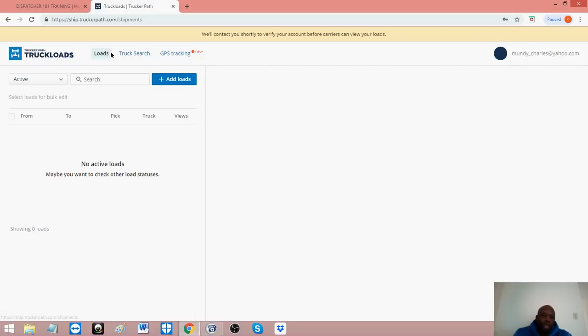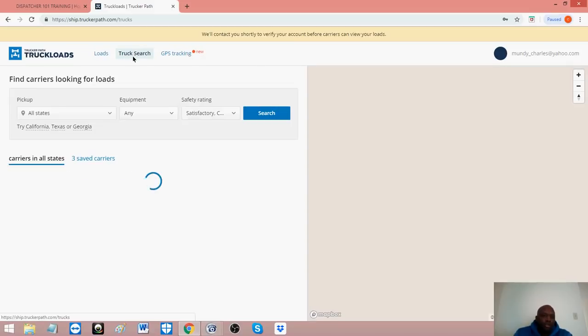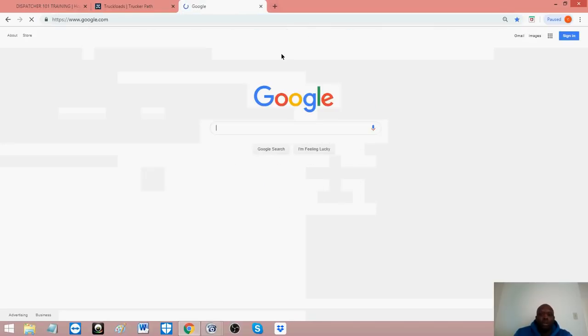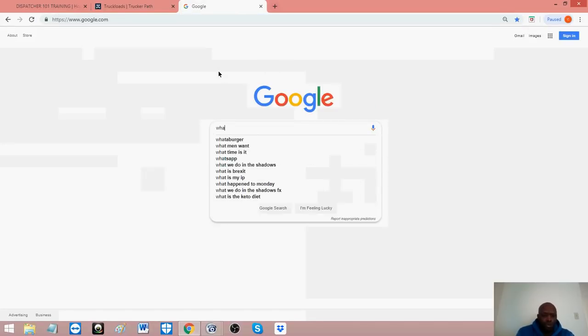So when you first log into Trucker's Path, you have loads, truck search, GPS tracking. I select the truck search link. It brings you to this screen here. Now, what Sergio was mentioning is power only. So what is power only? Because you're going to hear that term. People are like, well, what are you talking about? So what is power only trucking, right?